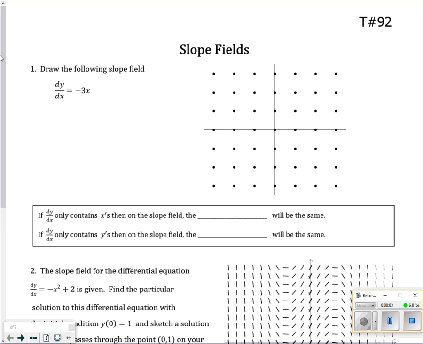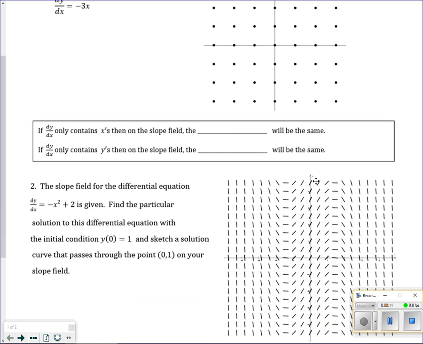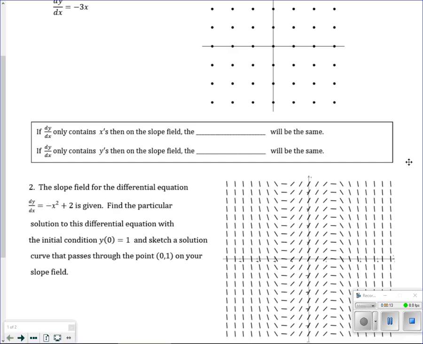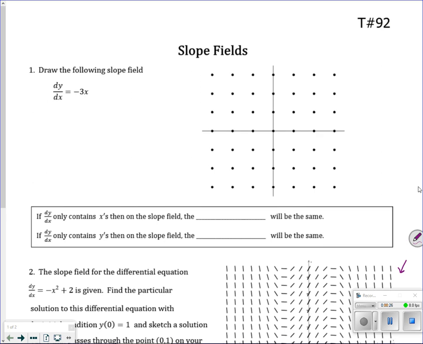Okay, what we're doing today is something called slope fields, and if you look at this picture down at the bottom, this is an example of what a slope field looks like. It looks like all these little lines, and it's just a representation of a graph. We're going to look at that, and there are certain skills that you'll be responsible for. One of those things is to draw a slope field.